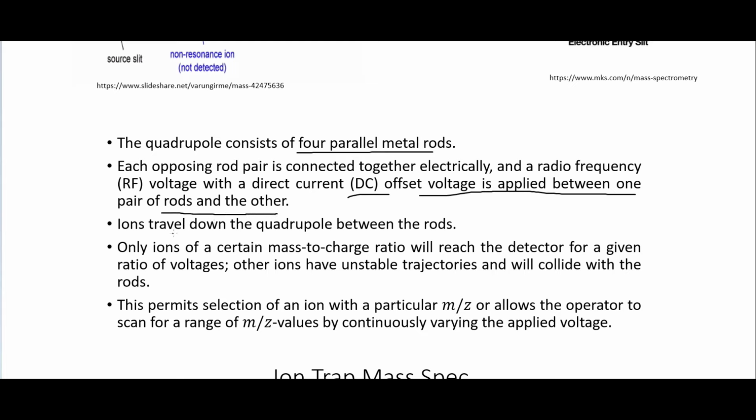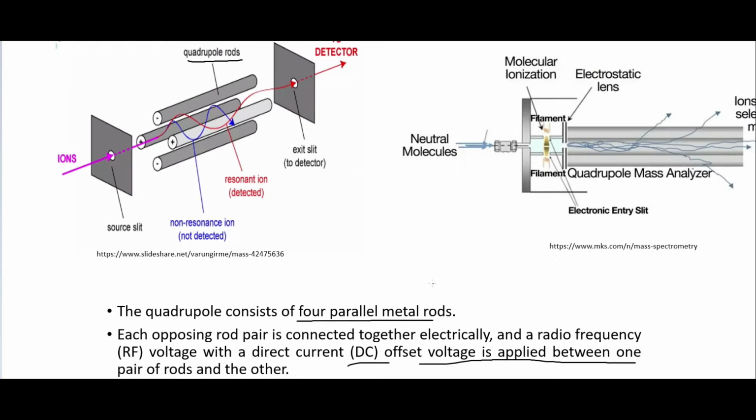So ions travel down the quadrupole between the rods. Only ions with a certain mass to charge ratio will reach the detector for a given ratio of voltages. Other ions have unstable trajectories and will collide with the rods. This permits selection of an ion with a particular M over Z, or allows the operator to scan for a range of M over Z values by continuously varying the applied voltage.